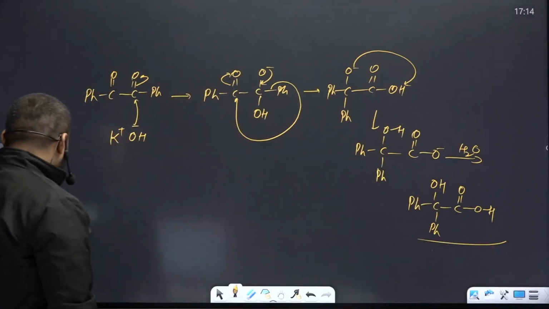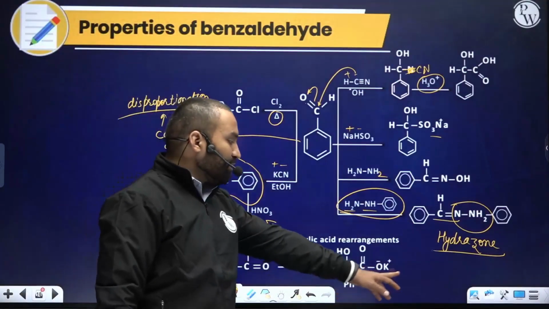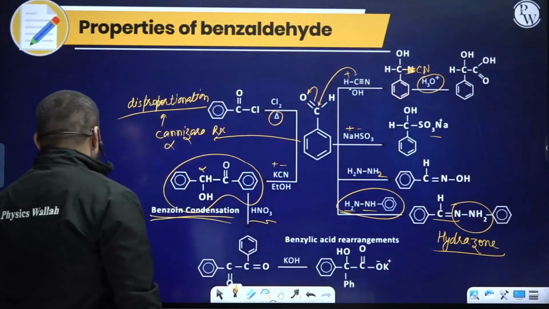Clear everybody? Check. You can further make it neutral molecule. Moving forward.